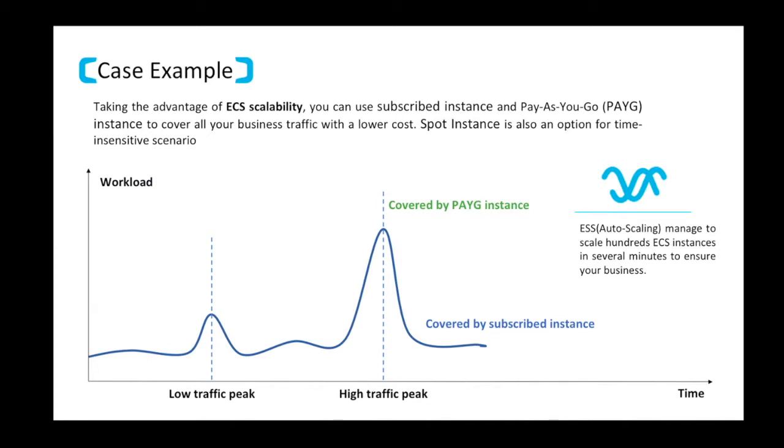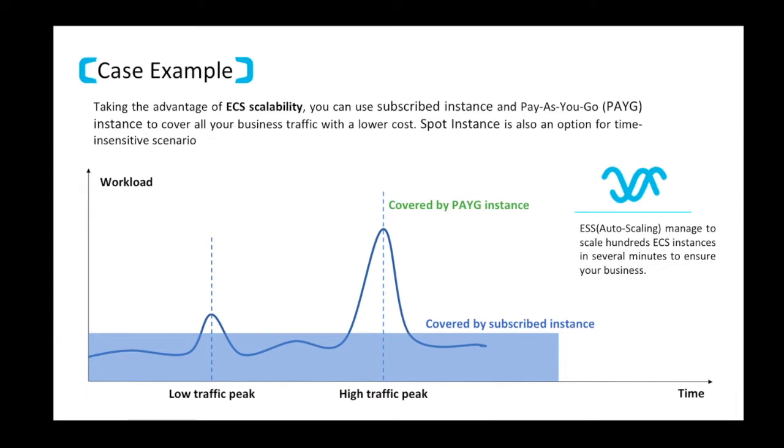So now let's take a look at a real case study on how to save your cost by combining prepaid ECS and postpaid ECS. Imagine the blue curve is the workload of the day, and based on your experience, you know well the base workload most of the time and is quite stable. So this part can be covered by a subscribed ECS instance, which is shown as the blue area of the chart. But there are two peaks in the day, one in the morning and another in the evening.